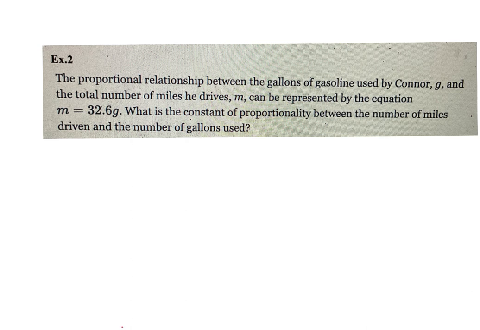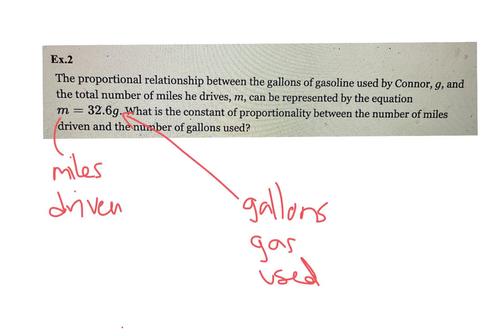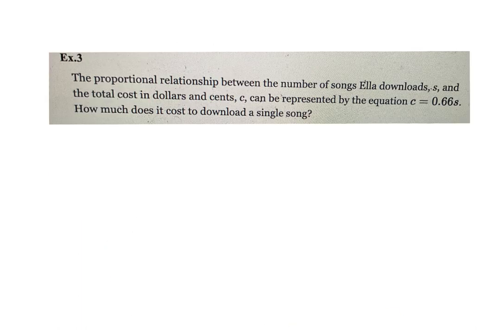So in the story, they tell you that M stands for the miles driven by Connor. They tell you that G stands for the gallons of gas used. And our COP is 32.6. Again, that's the spot where you'll find it in an equation. And that is 32.6 miles per gallon.